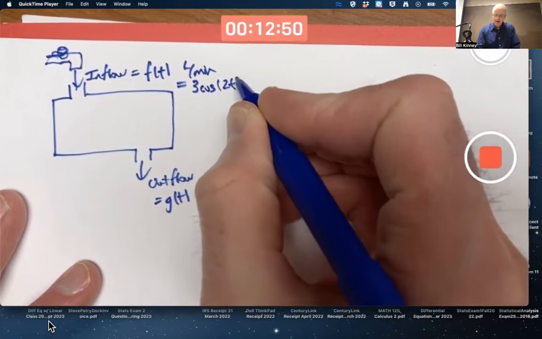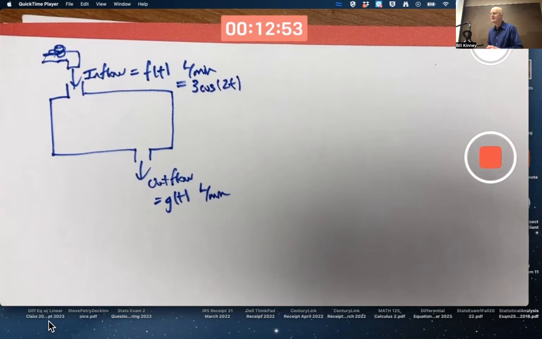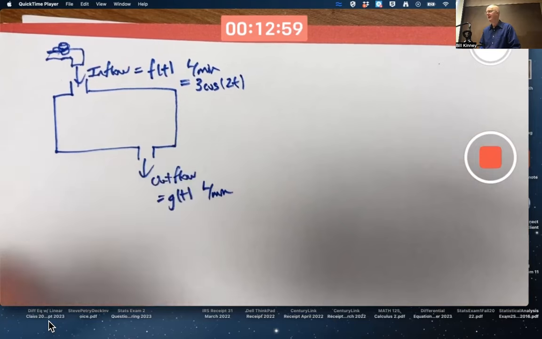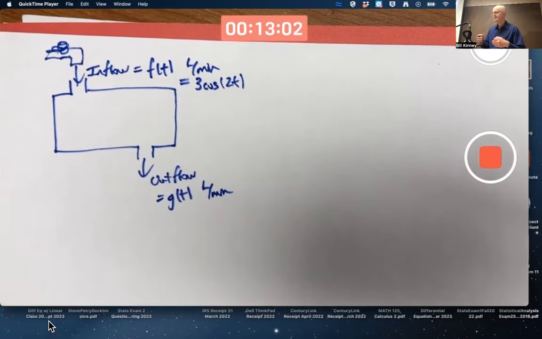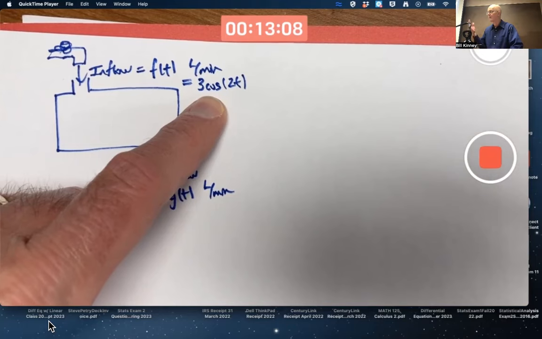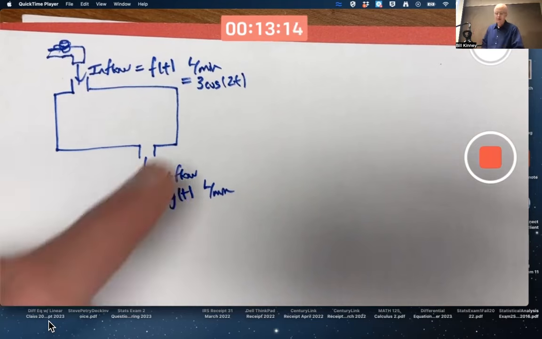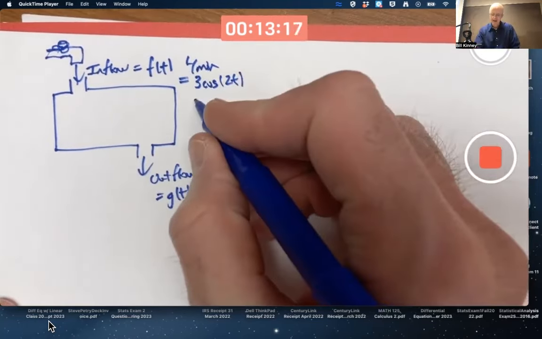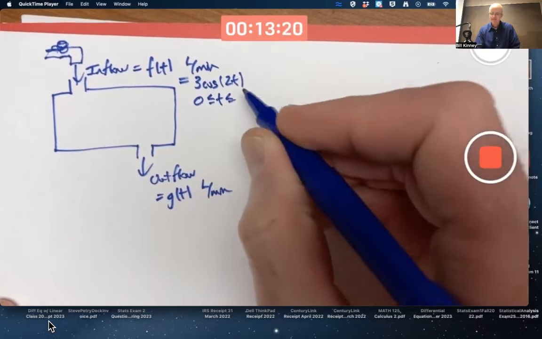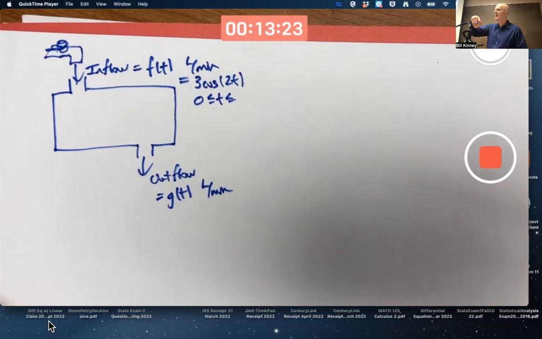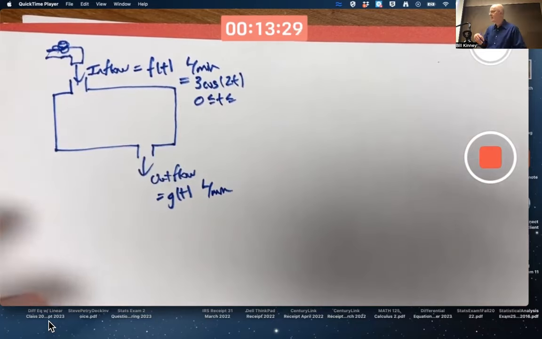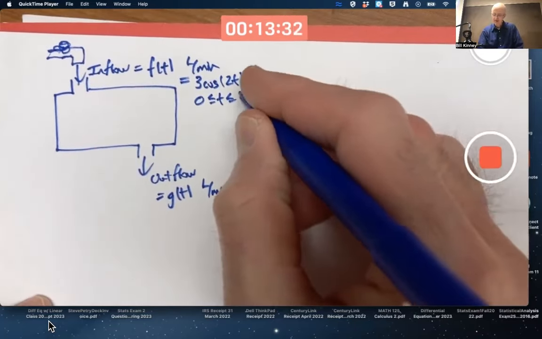You do, technically speaking, want these functions for the flow rates, inflow and outflow, to be positive. I'm using 3 cosine of 2t here. Technically, that's not always positive. It goes negative. So in reality, I should either add something to this, like 4 or 5 or something, or I should restrict my domain to where this is positive. Let's go ahead and restrict the domain, say t going between 0 and where cosine is first 0, when its input is pi over 2. That would correspond to 2t equaling pi over 2, so t being pi over 4.